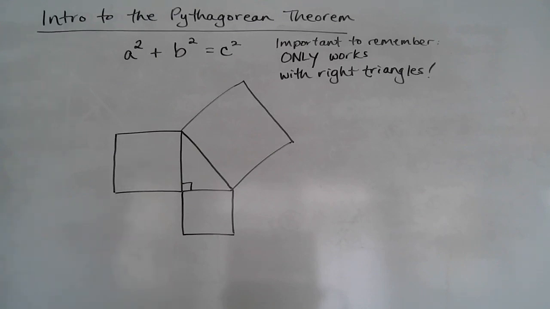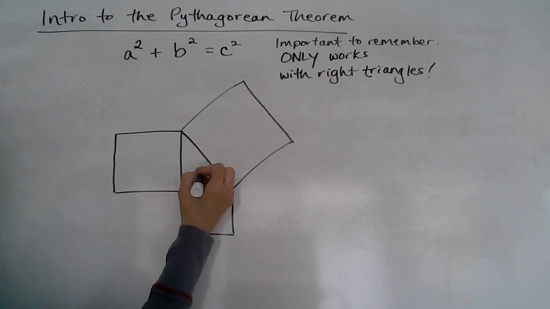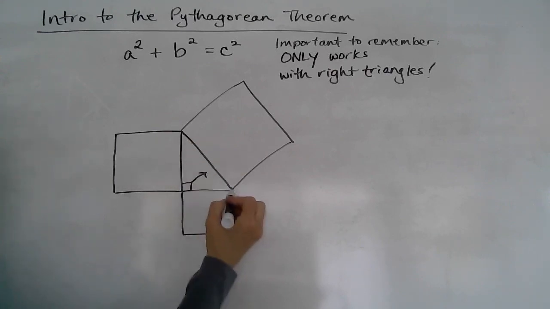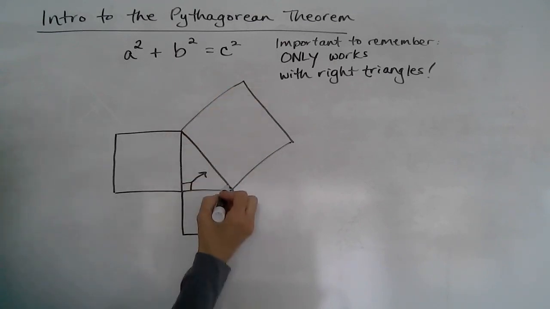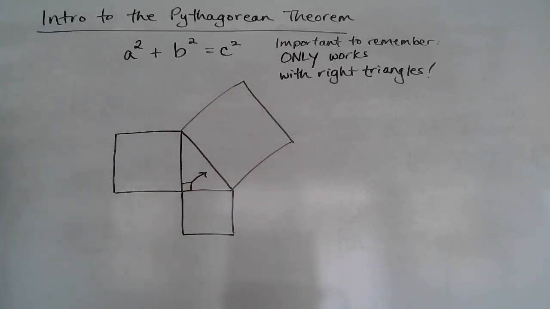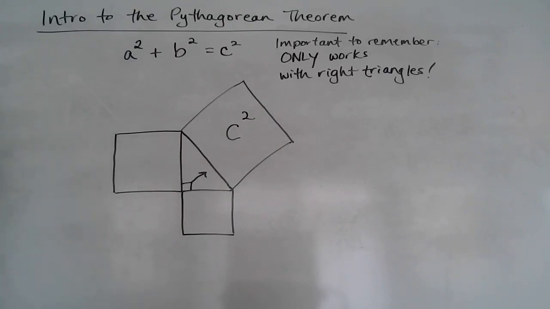In this case, we have our right triangle in the middle. We have C on this side length, which makes this square that I built off of that side C times C in area. C times C is C to the second power, or C squared.